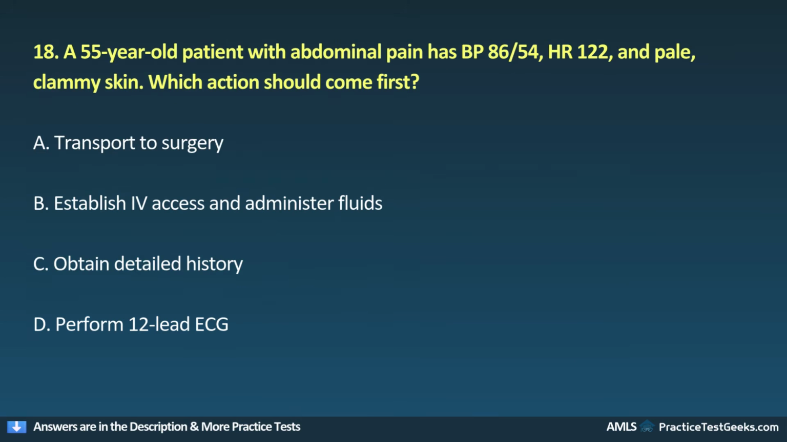18. A 55-year-old patient with abdominal pain has BP 86/54, HR 122, and pale, clammy skin. Which action should come first? A. Transport to surgery. B. Establish IV access and administer fluids. C. Obtain detailed history. D. Perform 12-lead ECG.